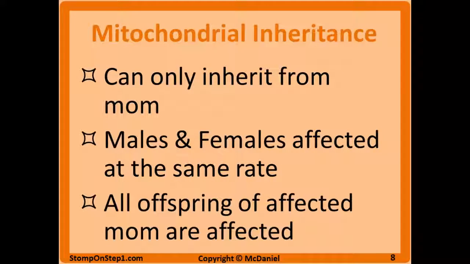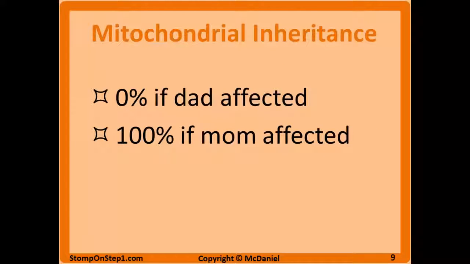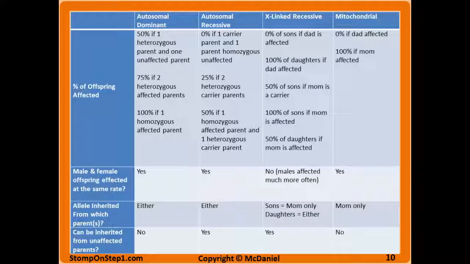In this case, you're only inheriting the disease from your mom. Your dad's status has no effect on the disease. Males and females are affected at the same rate, and all offspring of the affected mother are affected. So if your dad is affected, you have a 0% chance of having the disease. And if your mom's affected, you have a 100% chance of getting the disease. Pretty simple. If your mama got it, then you got it. End of story.